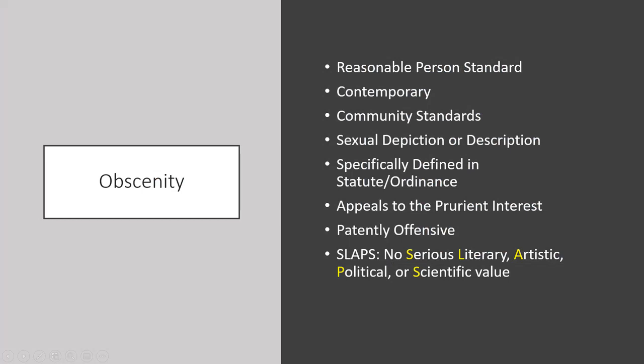Third, community standards. The court also recognizes that different parts of the country have different approaches to what goes too far in terms of sexually explicit material. What's acceptable in New York or Los Angeles might not be acceptable in Meridian, Mississippi, and that's not to judge any one of those places.